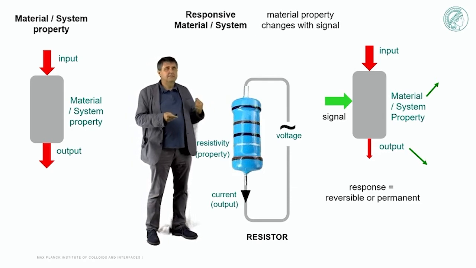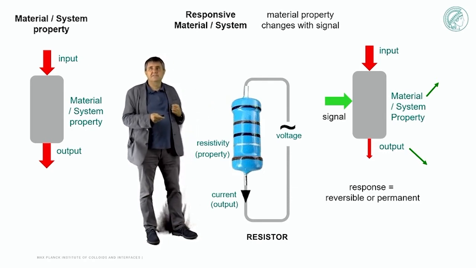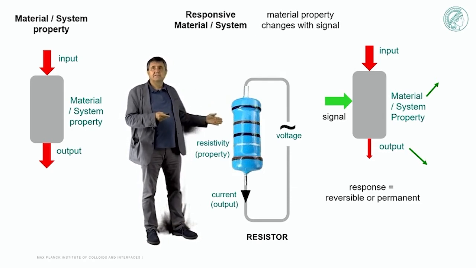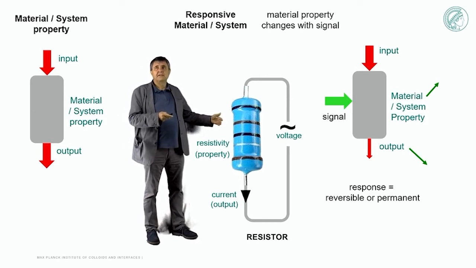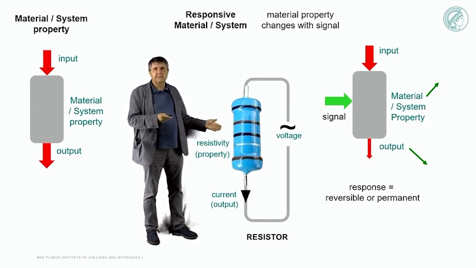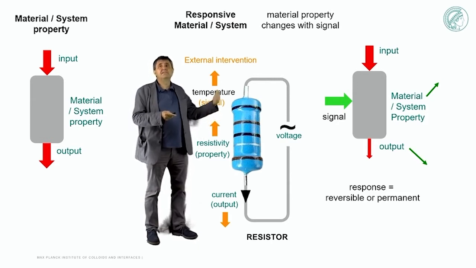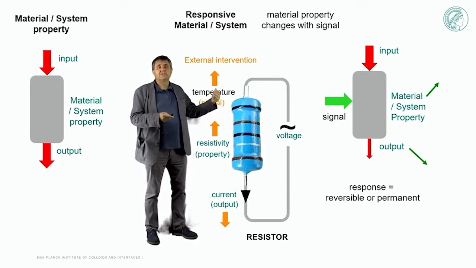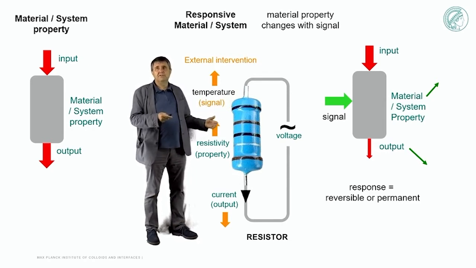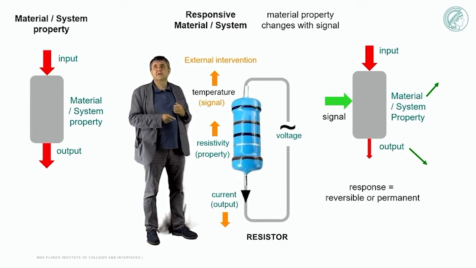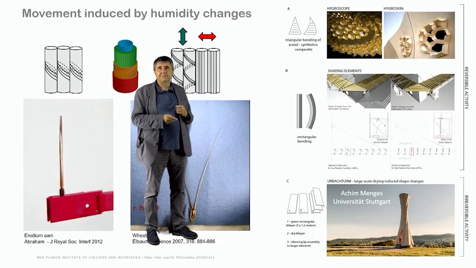Here is another example with a resistivity. The resistivity transforms a voltage into a current, and typically resistivities are temperature dependent. So if I'm increasing the temperature, I'm increasing the resistivity, and therefore the relation between voltage and current is changing. So this is a response of the material to some outside signal.